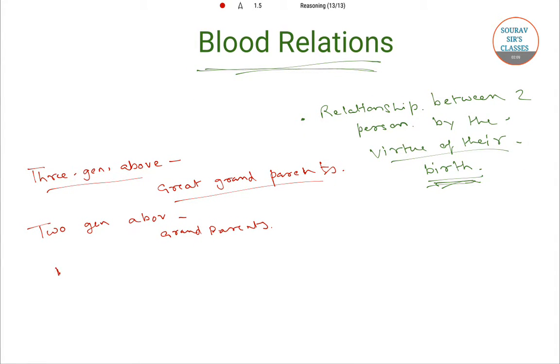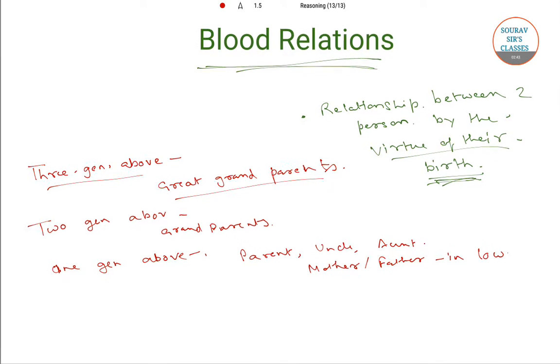one generation above, here we will have our parents, like in-laws, like mother-in-law, father-in-law, then uncle, aunt. So they are 1 generation above.